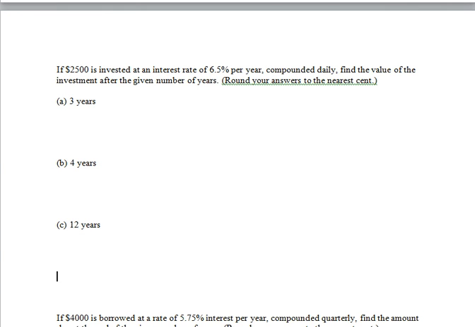Here we're going to look at two compound interest examples. Remembering that the amount that an investment grows to after T years is equal to the principal invested times 1 plus the interest rate divided by the number of times it is compounded per year, raised to the number of times it's compounded per year times the number of years.